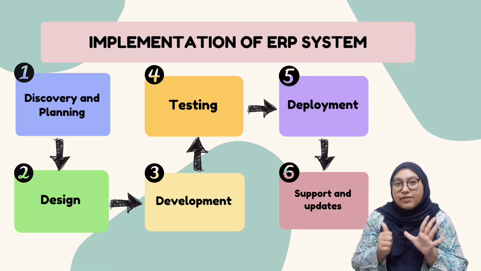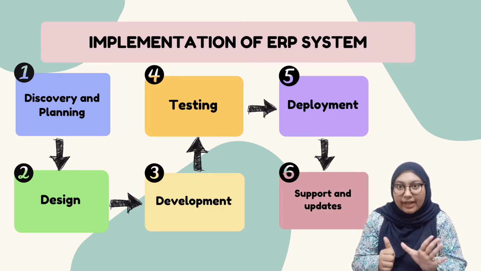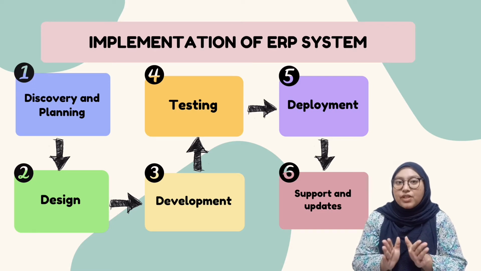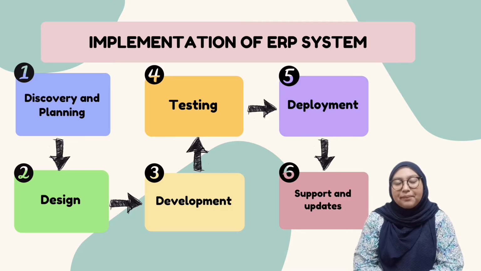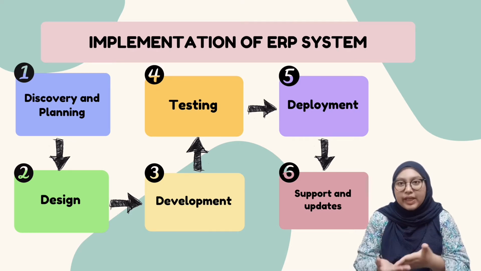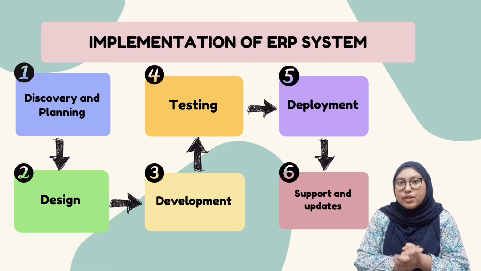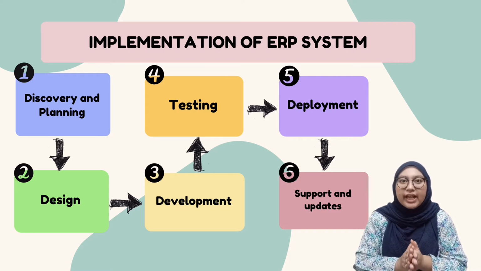There are 6 phases in the implementation plan. The first one is discovery and planning, the second one is design, the third is development, the fourth is testing, the fifth is deployment, and the last one is support and update. So I'm going to explain each phase in detail. We go for the first one, discovery and planning.